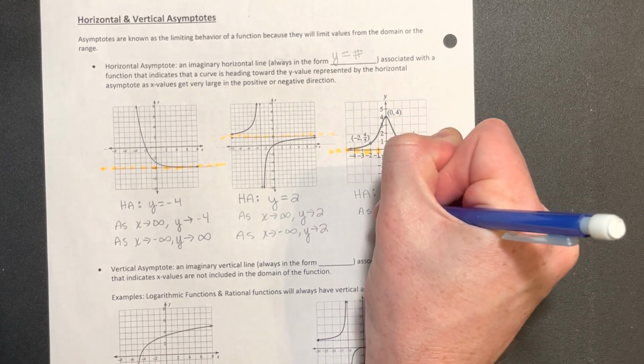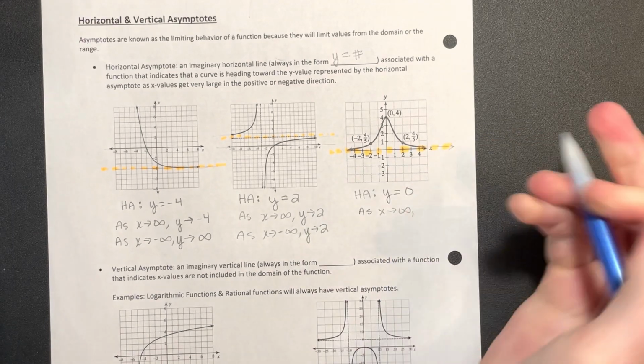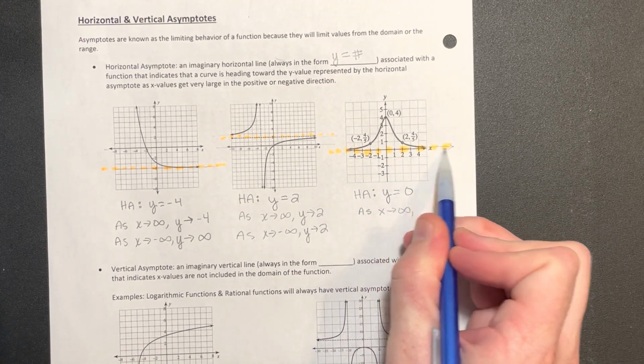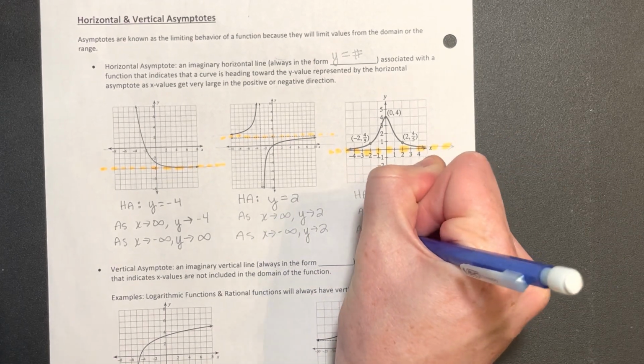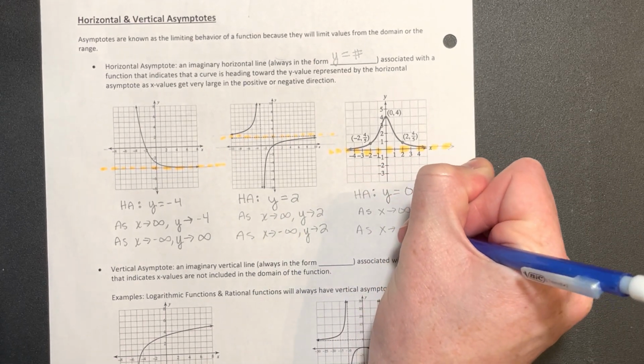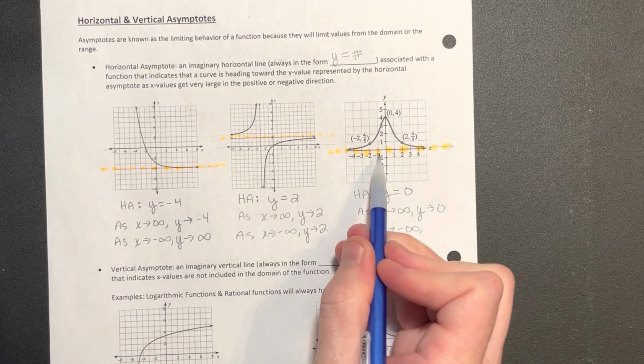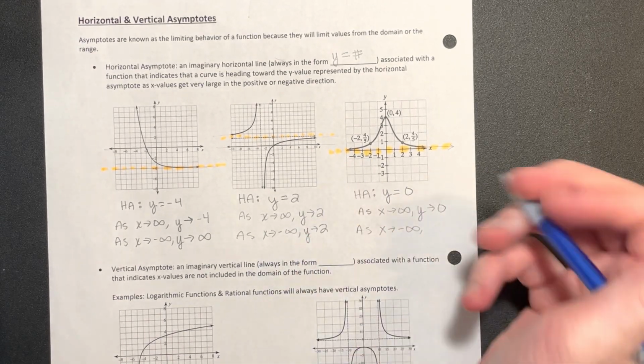Again, we could describe our end behavior. So as x goes to infinity, as x goes to the right, y values are approaching 0. And as x goes to the left, our y values are still approaching 0.